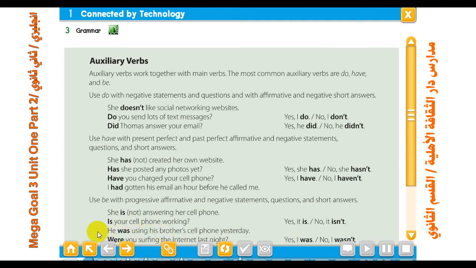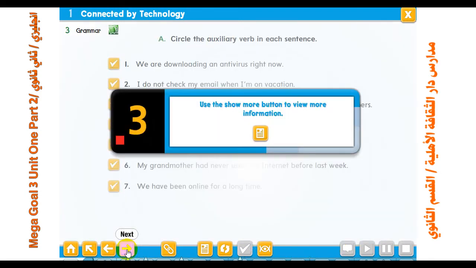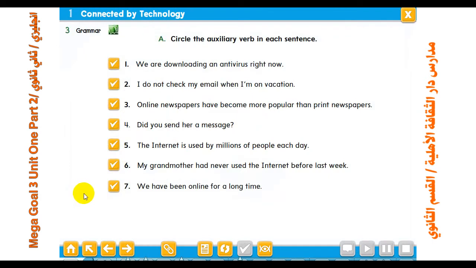Okay, now let's move to the question. Were you surfing the internet last night? This is a question in the past progressive tense, and we used were because it is followed by the pronoun you. The answer for were you is yes I was or no I wasn't. Okay, now let's have some exercises.